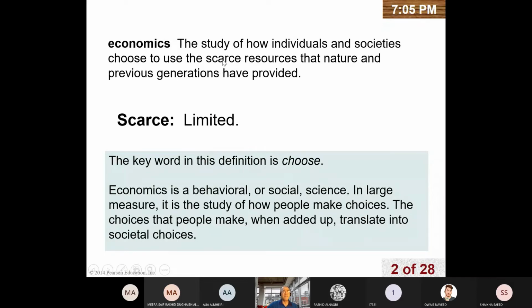what's the meaning of scarce? Is limited. So we have limited resources. What are resources? Land, capital, and labor. Some of the resources are available from the nature. Some, for example, oil in the United Arab Emirates.